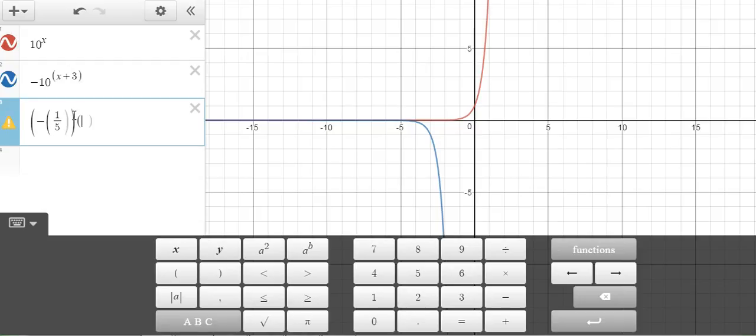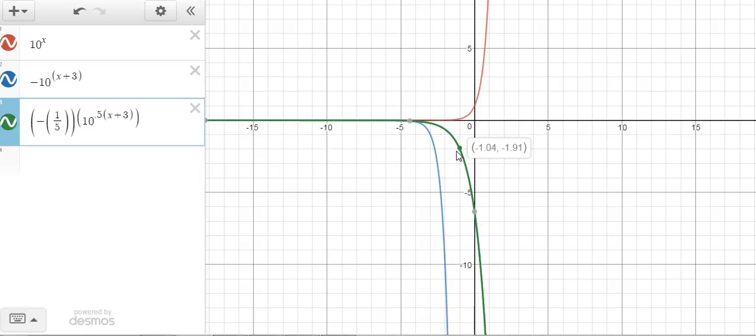times the quantity of 10 raised to the 1/2 times the quantity of x. Alright. Okay. So there's Desmos, and once again you can scroll and check your work.